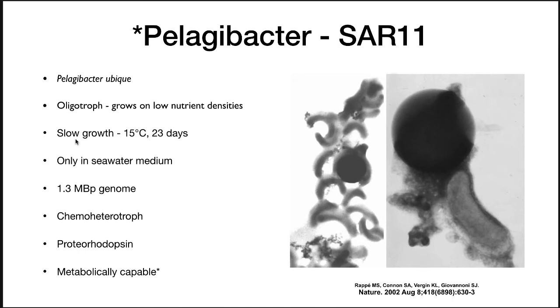It will only grow in seawater medium. Right? This is medium where they use seawater. So there's something else in the seawater that the organism needs. Don't know what it is yet. It has, again, a small genome. It's only 1.3 megabase pairs. It's a chemoheterotroph. And again, it has a rhodopsin-like molecule. This may again be why this organism can dominate in this environment, because it has this rhodopsin-like molecule that gives it more energy and an advantage over other microbes.